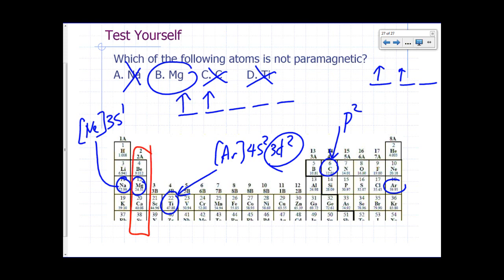Okay, column 2A, and like I said, column 2B, or group 12, and the noble gases, those are your atoms that are not paramagnetic.